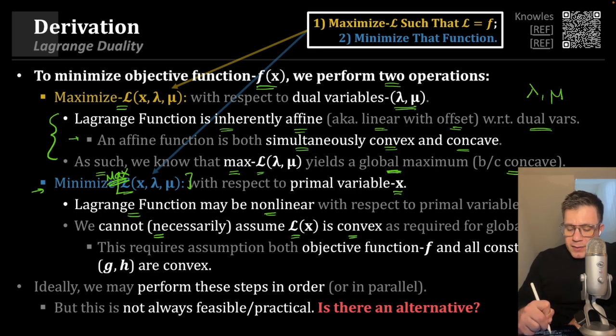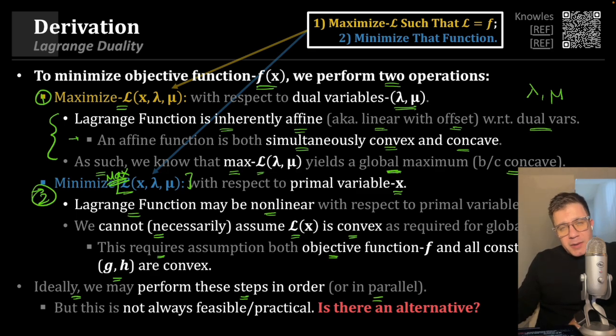That would require the assumption that both the objective function as well as all the constraints are convex. So we can't necessarily assume that we'll be able to generate a global solution with respect to x, although generally we will be able to, and we'll employ some pseudo-assumptions with respect to that. Now, ideally, we can perform these two steps, 1 and 2, in order, or as we did in modules 1, 2, 3, really we did them in parallel with one another. But it's not always feasible or practical to perform these two steps in order.